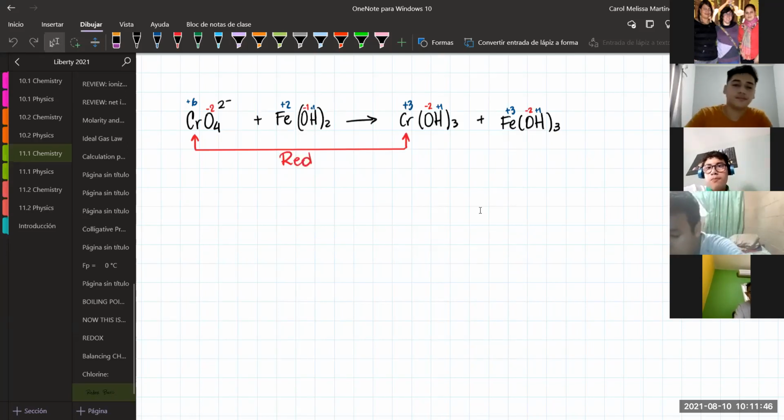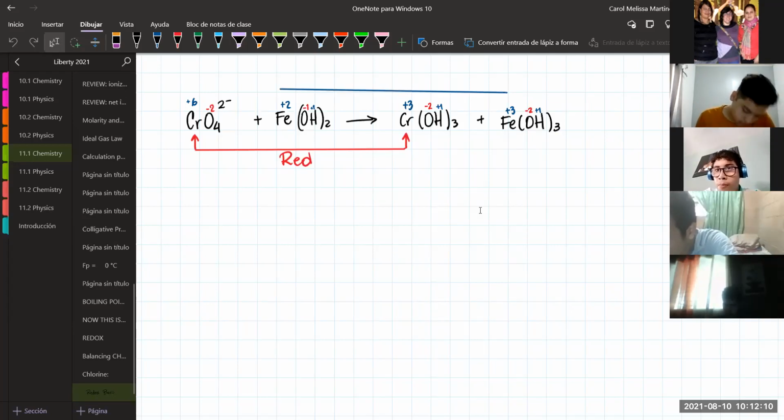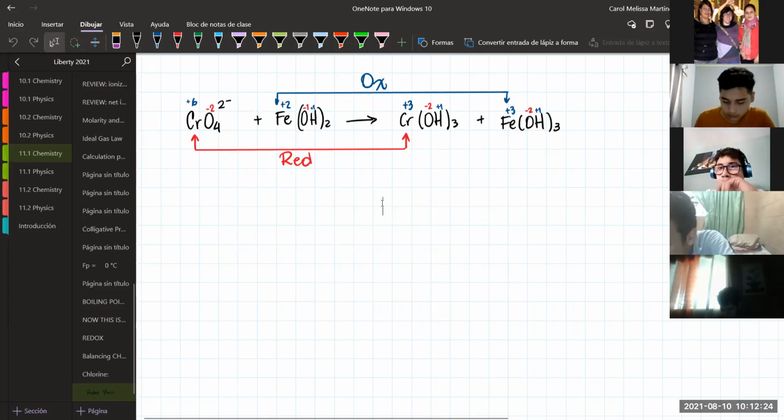Now, what element is being oxidized? Iron. So, for the iron, I indicate that I have my oxidation. So there I have my redox, and what I do is I take them apart. I take them apart, and I write my redox right in here.